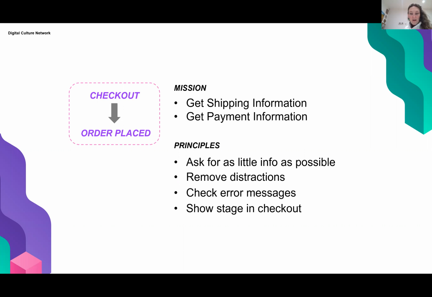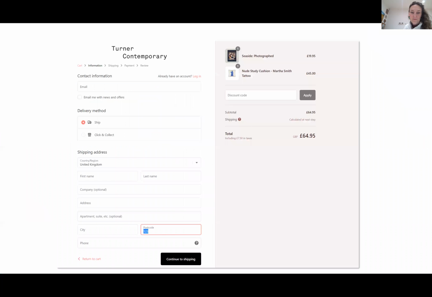And we want to be showing our customer where they are in the checkout. You know, we all sometimes feel like, oof, I've got to fill all this information out. We want to be letting our customer know how close they are to this purchase being done. And no surprises, some nice clear call to action buttons, helping customers know where to go next at each stage of the journey. So here is an example from Turner Contemporary.